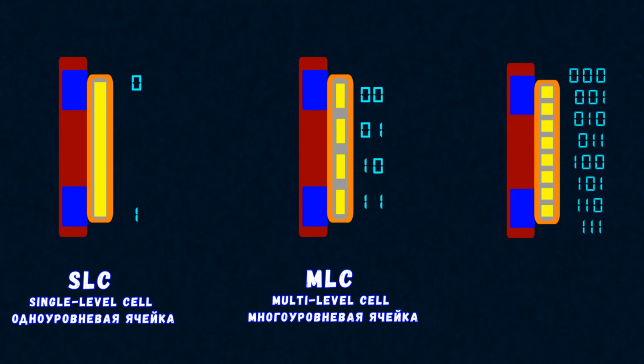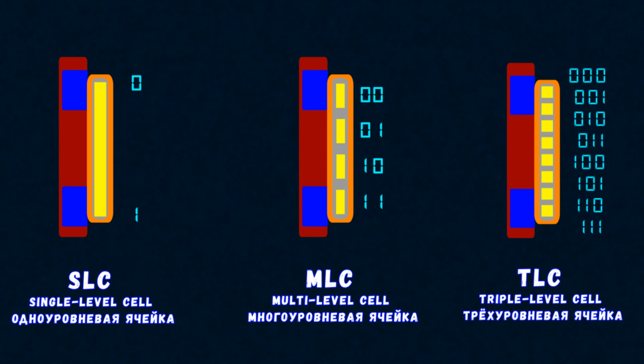For example, we can make on our voltage scale, still opening the transistor, 8 divisions: 1, 1, 1, or 7, with the minimum opening voltage; 1, 1, 0, or 6 with a slightly higher one; 1, 0, 1, or 5 with an even higher one, and so on, up to the state of 0, 0, 0, or simply 0 when the transistor cannot be opened even with the maximum voltage used. This would be a triple-level cell, or TLC.